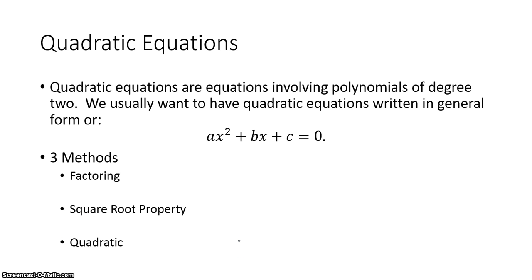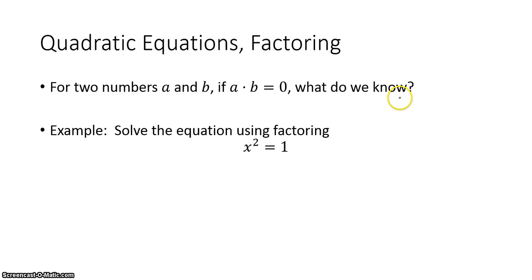The three methods we're going to be talking about for quadratic equations are factoring, square root property, and quadratic formula. To start off, if I have two numbers a and b, and if a times b equals 0, what do we know? Well, we know that either a equals 0 or b equals 0 or both. What this is called is the zero product principle. This is very useful for us. This will work for polynomial equations in general also.